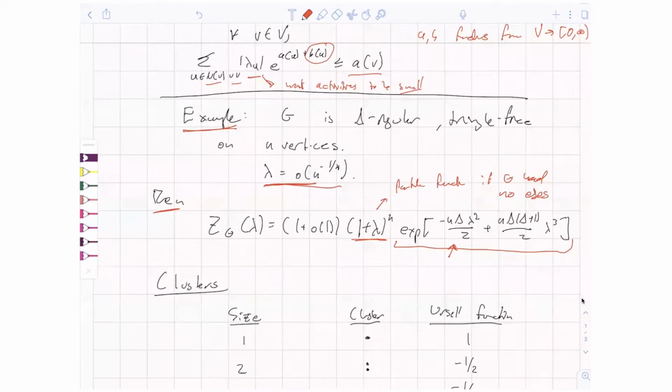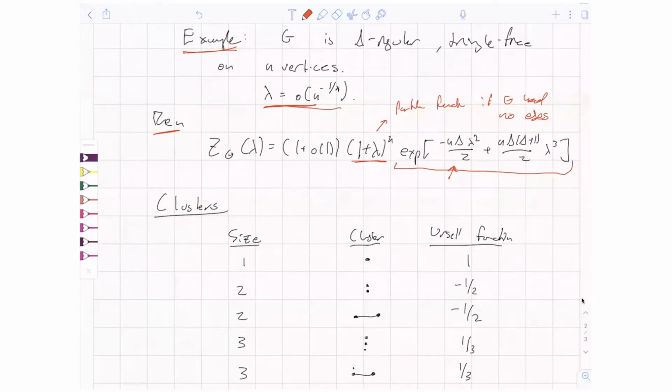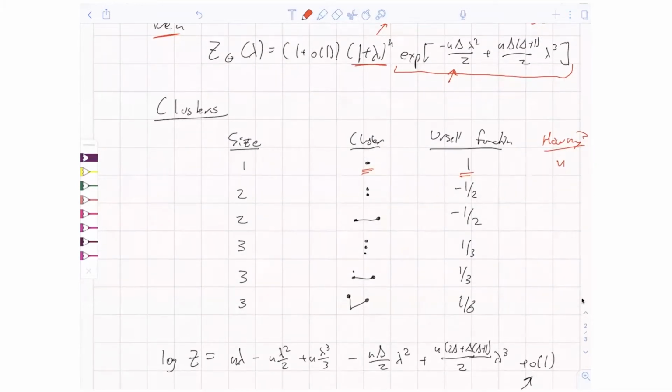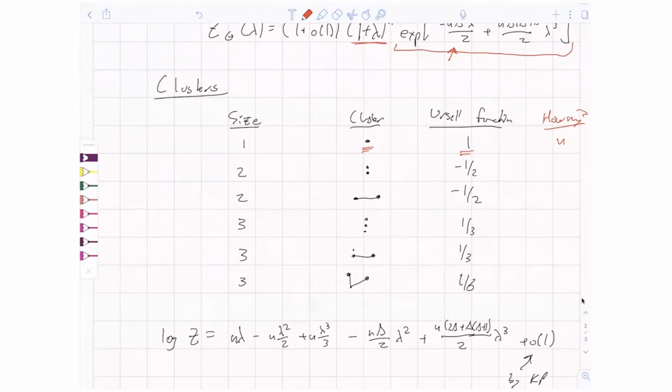And so where do these terms come from? What are the clusters in this case? So now we have this univariate hardcore model, so every vertex has the same activity. And clusters, again, are tuples of vertices. And so there's one type of cluster of size 1. It's a single vertex. Its Ursell function is 1. There's n of them, and you get a lambda. And so here, when we look at the cluster expansion, the clusters of size 1 consisting of single vertices give you this n lambda here.